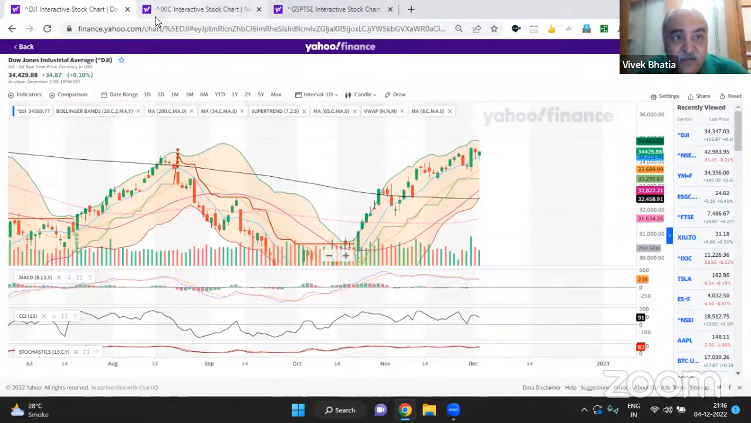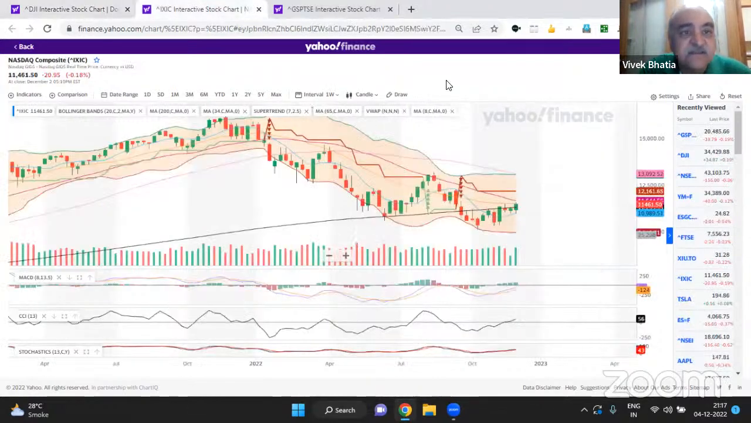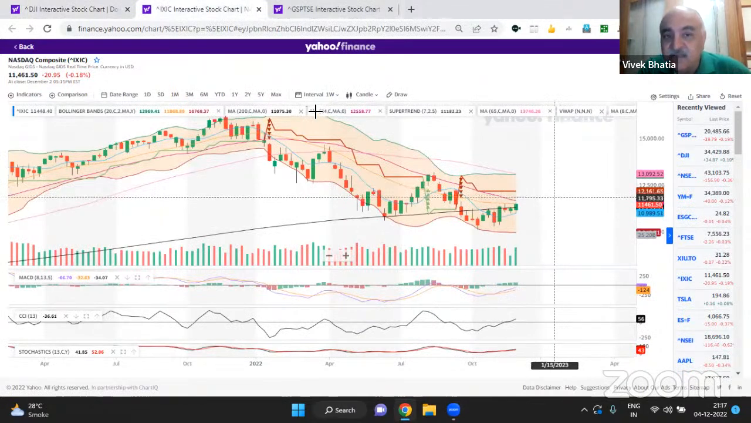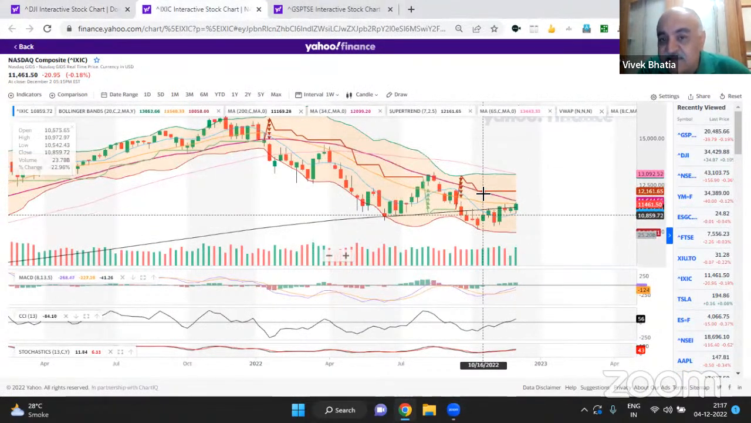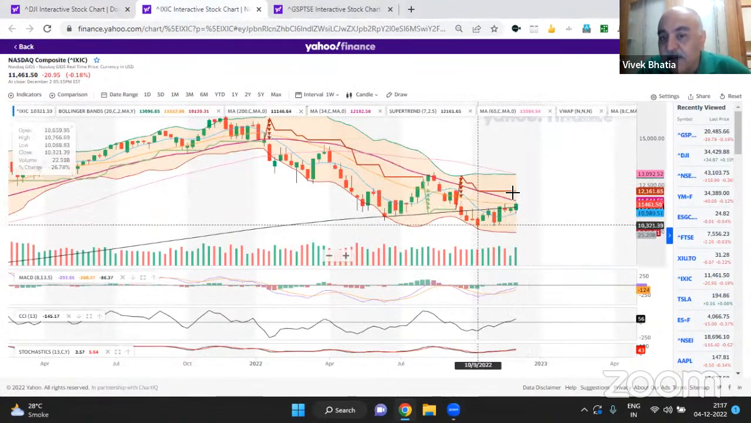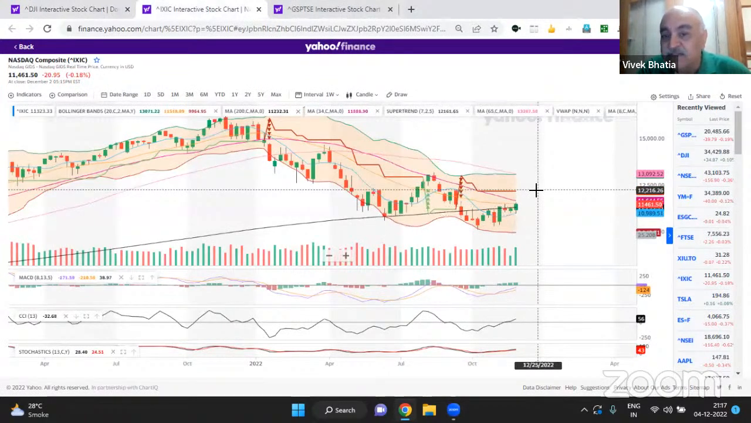As compared to the Dow Jones, if we look at NASDAQ, why is my screen not changing? Yes. As compared to Dow Jones, NASDAQ is still having a bearish super trend on a weekly chart.